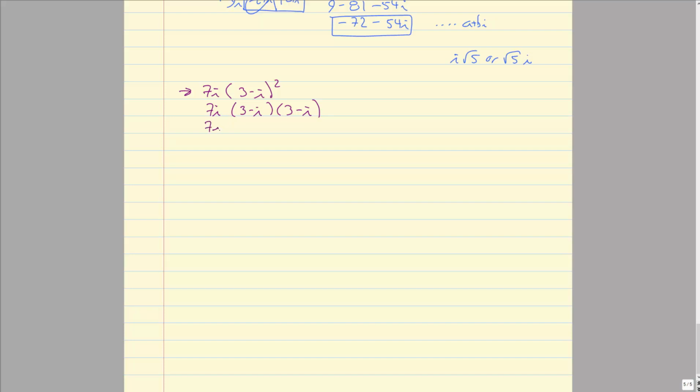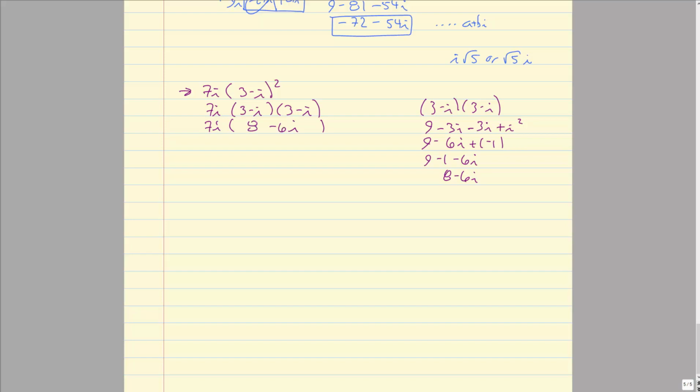I think the best thing to probably do here is to off to the side do your 3 minus i times 3 minus i. Now box method would work great here, but we can also just use the FOIL method. So 3 times 3 is 9 for the first. Outsides would be a minus 3i, insides would be a minus 3i, last would be a negative times a negative is a positive i squared. Now remember, i squared is a negative 1. So 9 minus 1 minus 6i, so this is 8 minus 6i, and that's what goes here, 8 minus 6i.